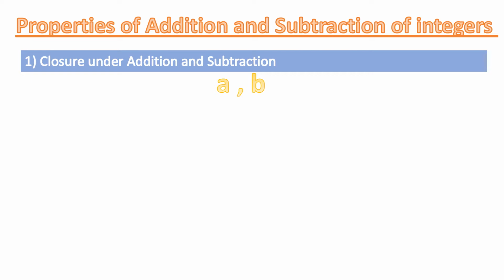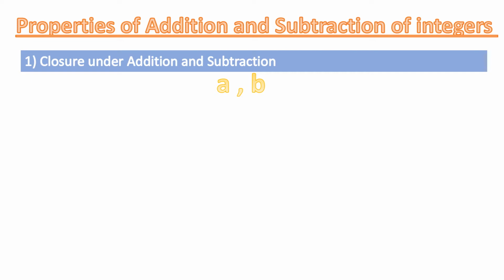Now, let's see the first property. Now you need to understand what is the meaning of the word property. Property means the characteristics or the features of addition and subtraction of integers. So when we add and subtract integers, there are certain rules and regulations that we need to follow, and some of the rules they directly imply. So these are what we are going to study in this first section of this video. So let's look at the properties of addition and subtraction of integers.